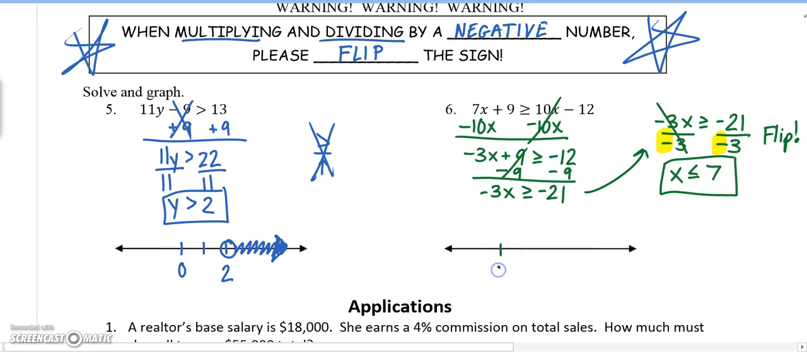So to graph it, I plot 0 and 7. Less than or equal to, that means closed circle because it could be 7. And less than means shade to the left. So there's our answer.